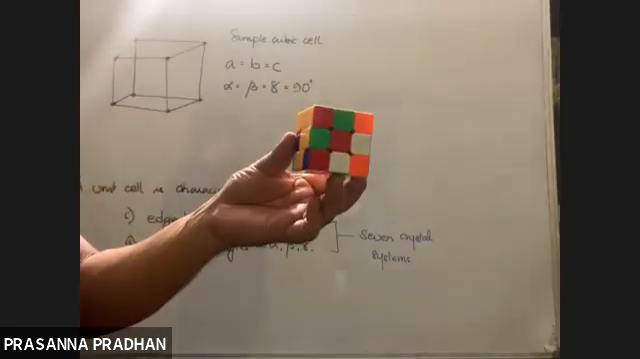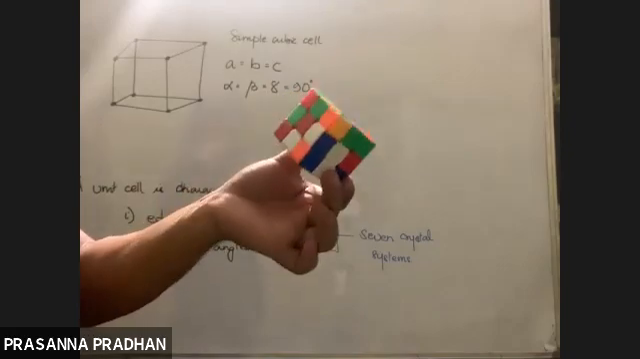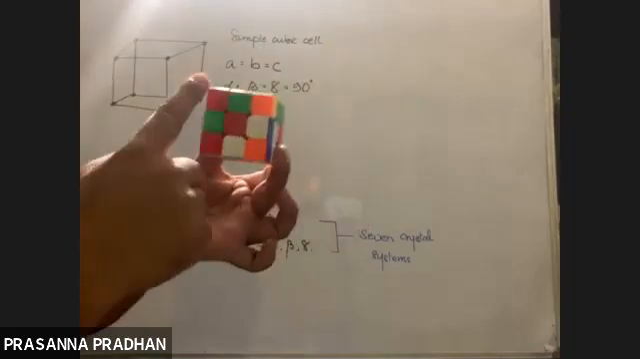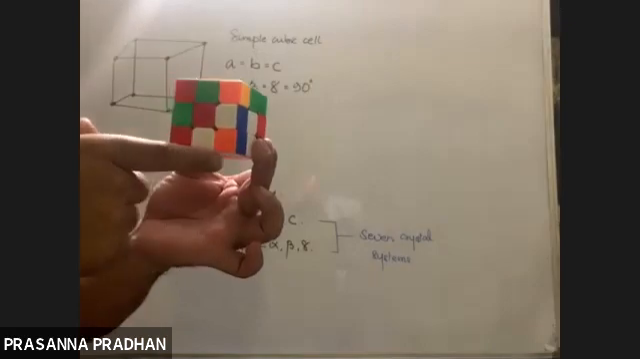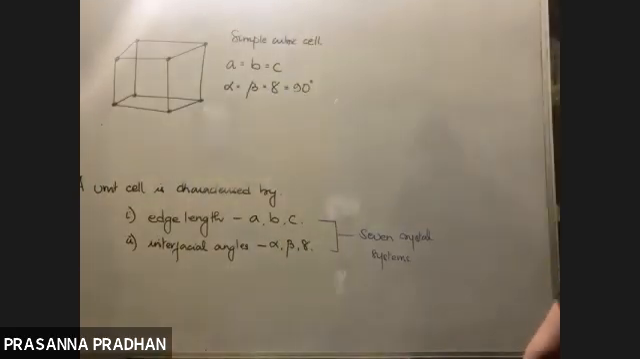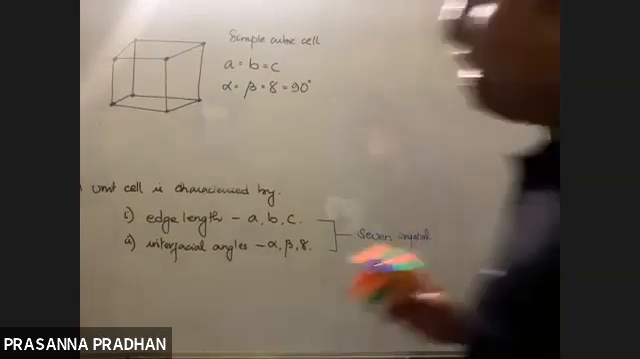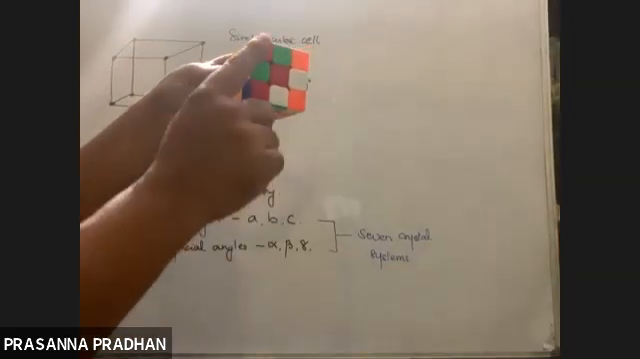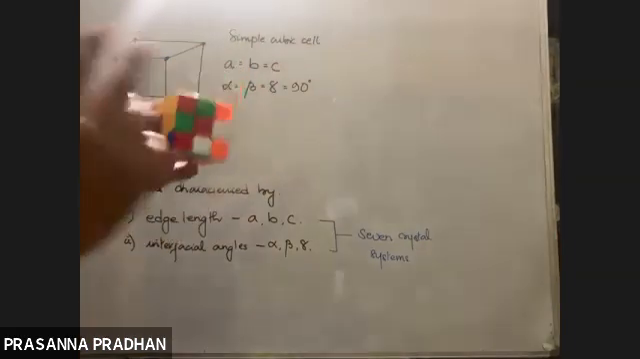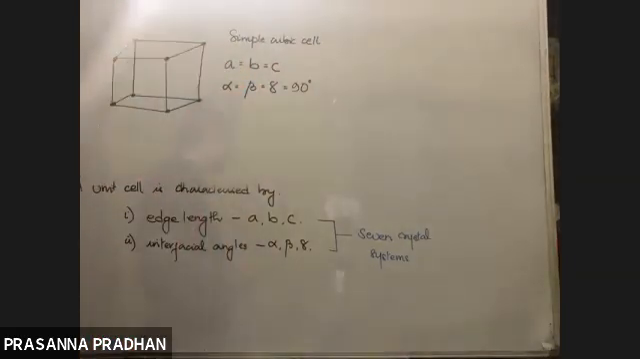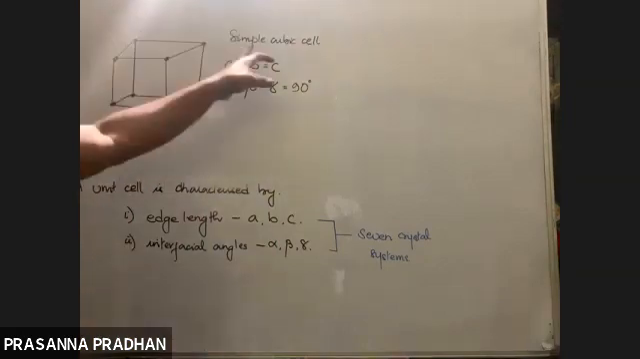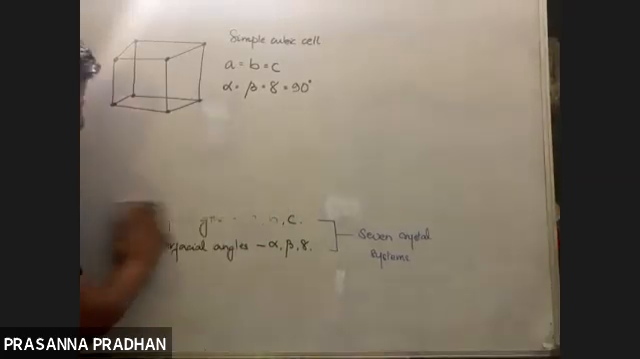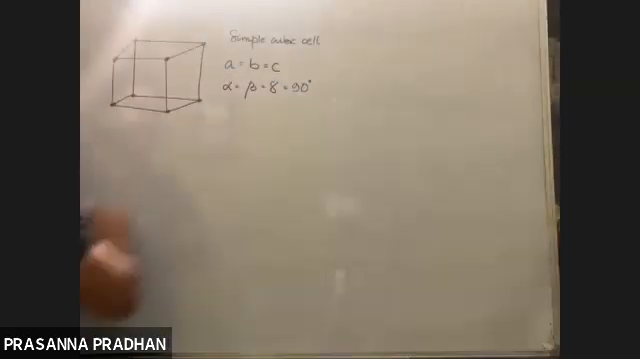How many corners are there? 1, 2, 3, 4, 5, 6, 7. There are 8 corners. How many edges are there? 12. There are 12 edges. So depending upon the edge lengths and the angles between the faces, it has been characterized into 7 crystal systems. The simplest one is the simple cubic cell, where all 3 sides are equal and the 3 interfacial angles are also equal, with a value of 90 degrees.